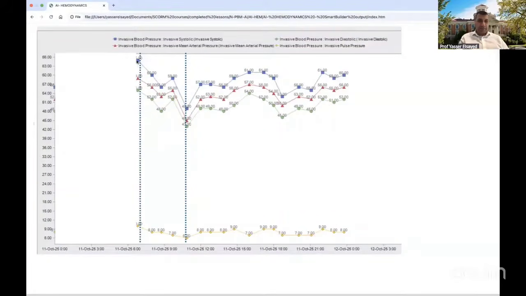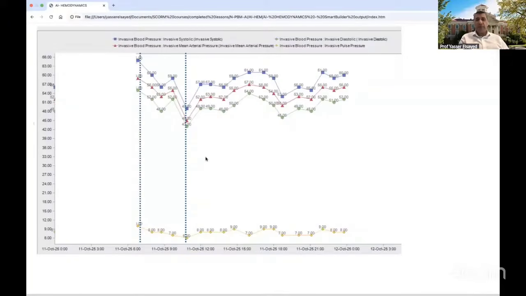blood pressure: invasive systolic blood pressure in blue, mean blood pressure in red, diastolic blood pressure in green, and pulse pressure in yellow. For this specific patient, the blood pressure dropped significantly over a short period of time, and the most significant drop was in the pulse pressure, dropped from almost 10 or 11. That's the first day of life. The infant was born at 27 weeks, and the pulse pressure dropped to 6. It was not only pulse pressure, but all of the blood pressure parameters dropped.